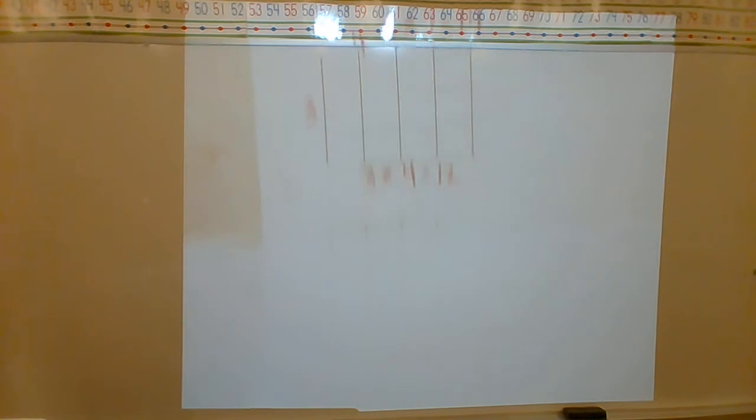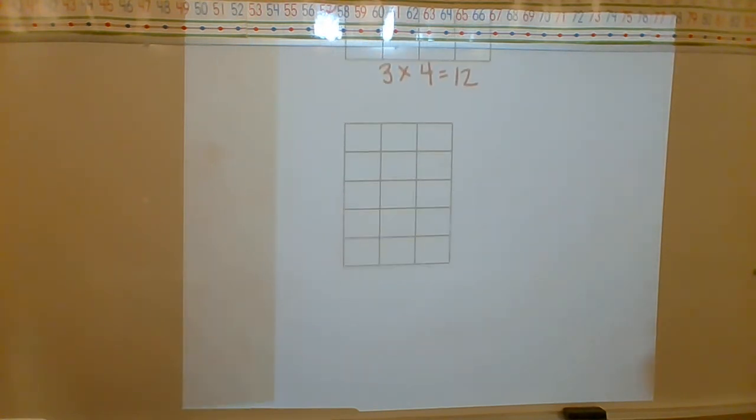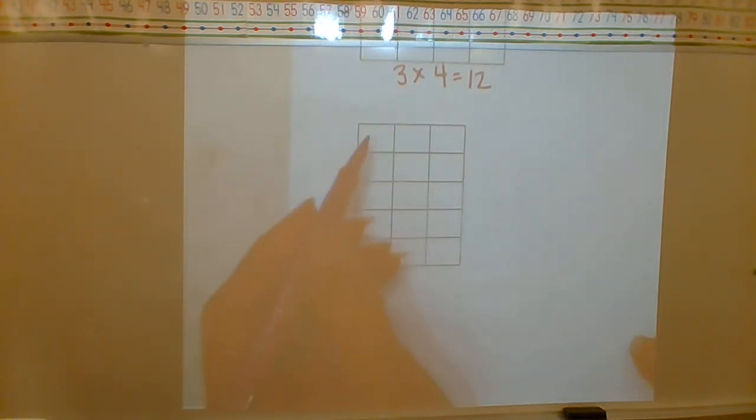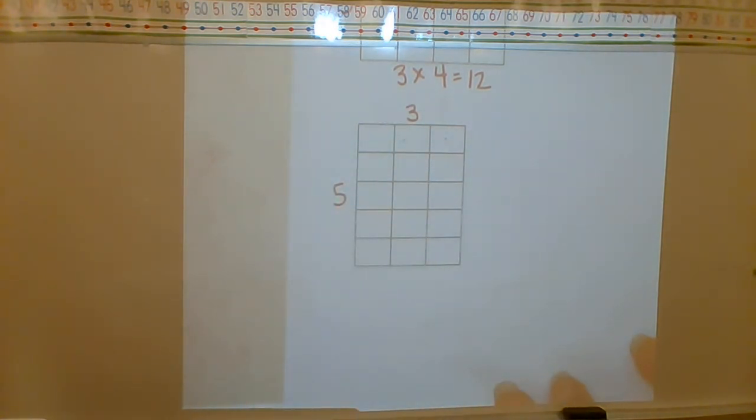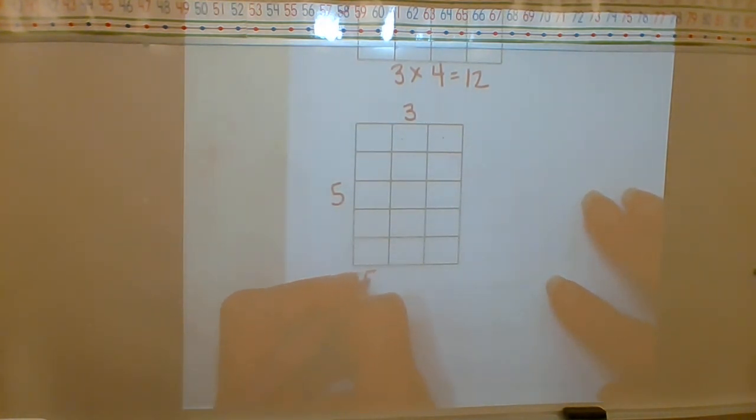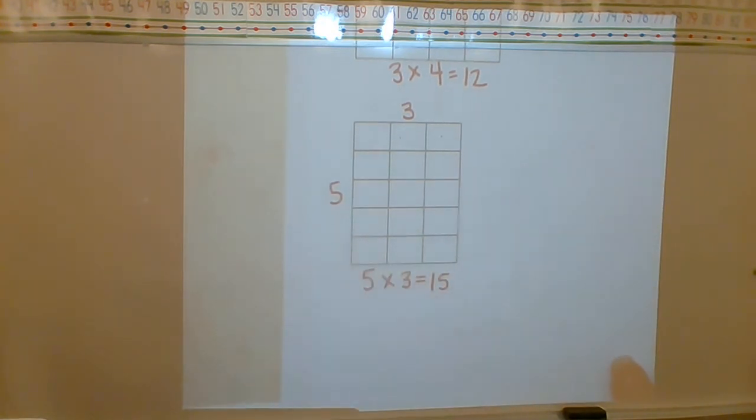And let's look at another one. How many rows do we have? 1, 2, 3, 4. That's right, 5 rows. How many in each row? That's right, there are 3 in each row. So we could label this array as a 5 by 3 array, or what is 5 times 3? Ooh, nice job, first grade. You guys are quick on the math.